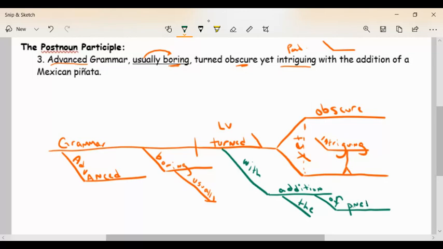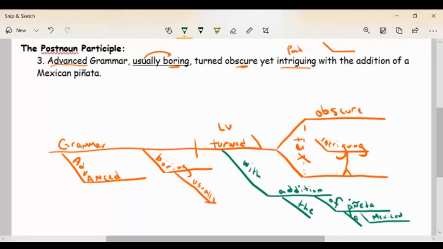Pinata. Little tilde. Don't forget that. It's important. So the addition of pinata, a pinata, and then Mexican. Well, just like I flattened the word Chinese before, I'm going to flatten Mexican. And there we go. Hey, that's pretty cool.